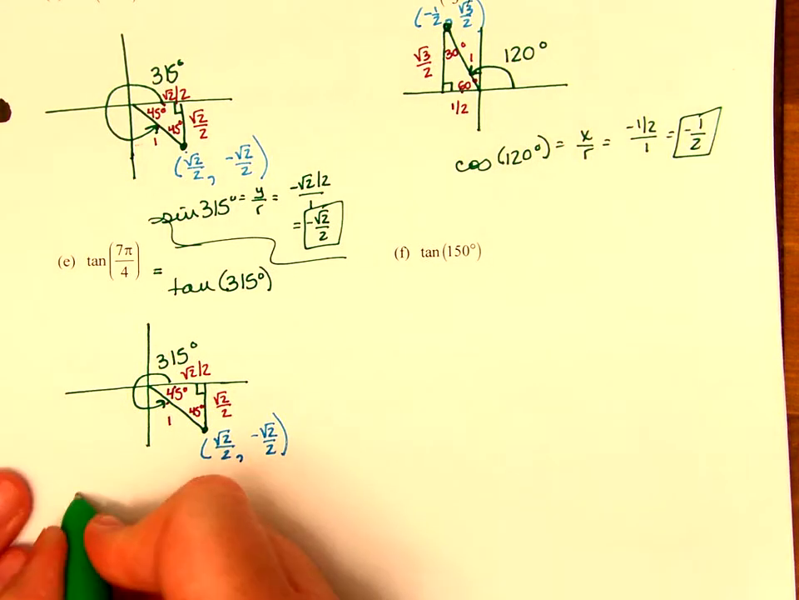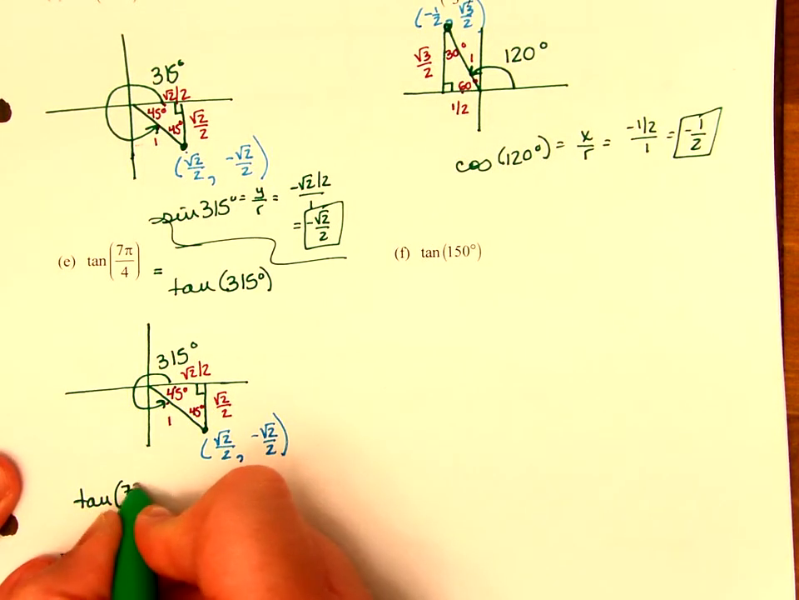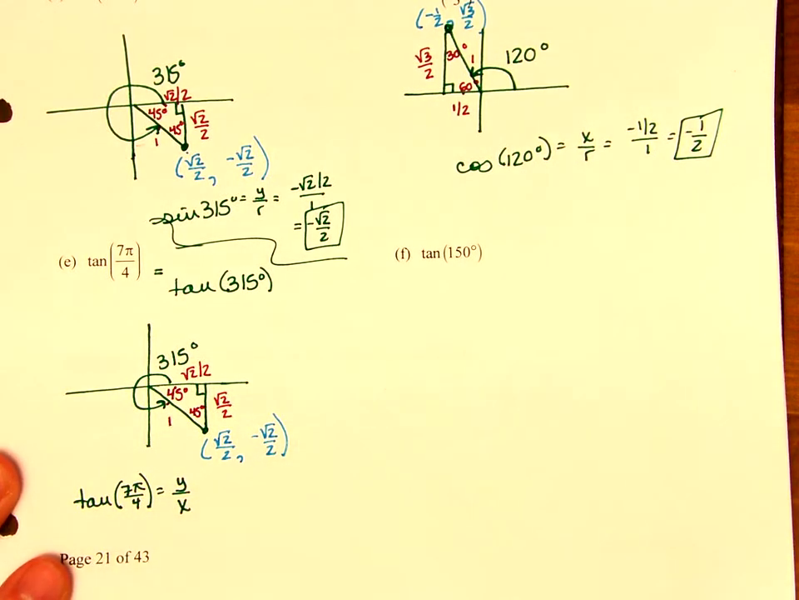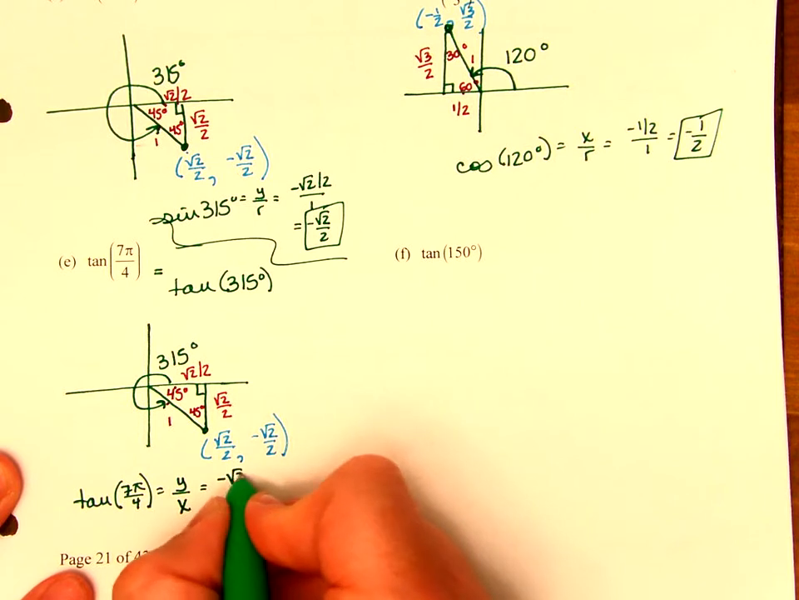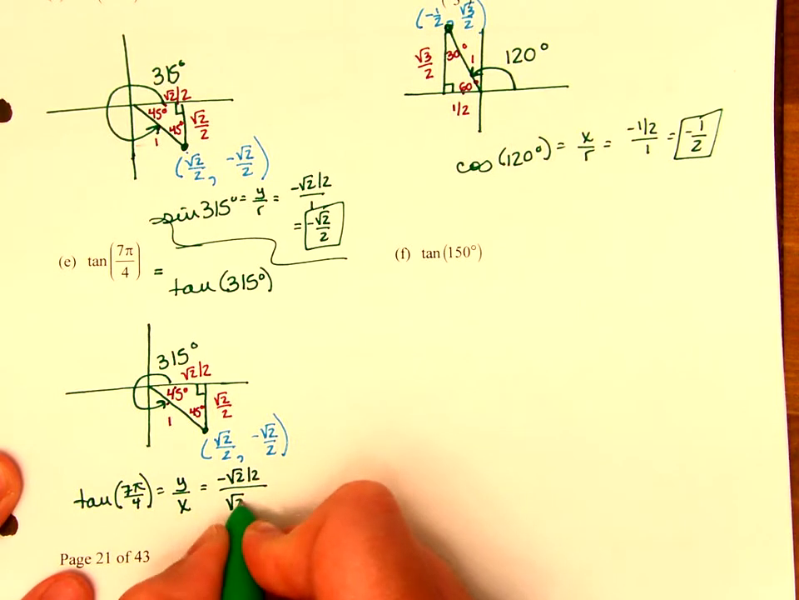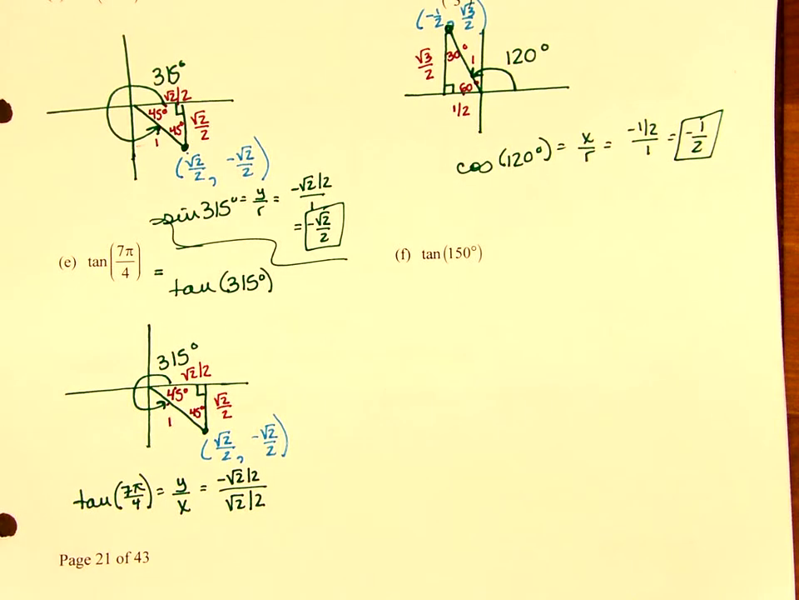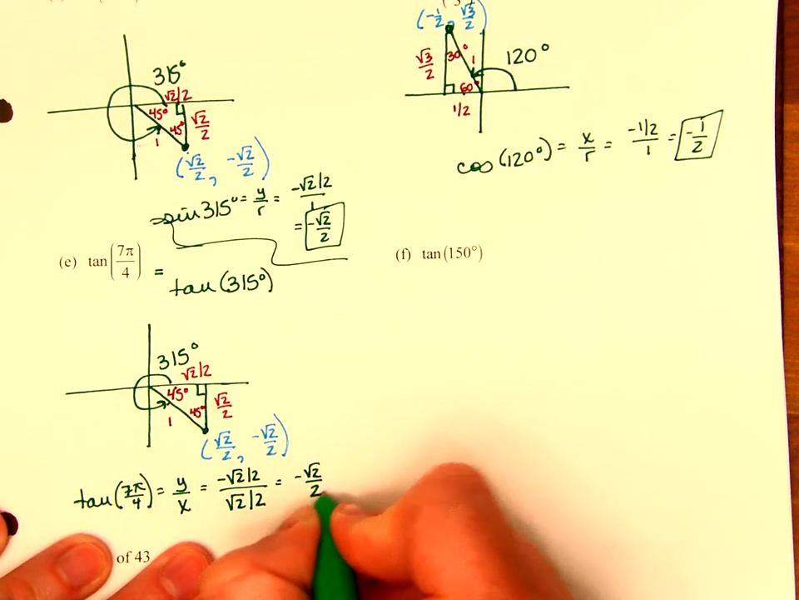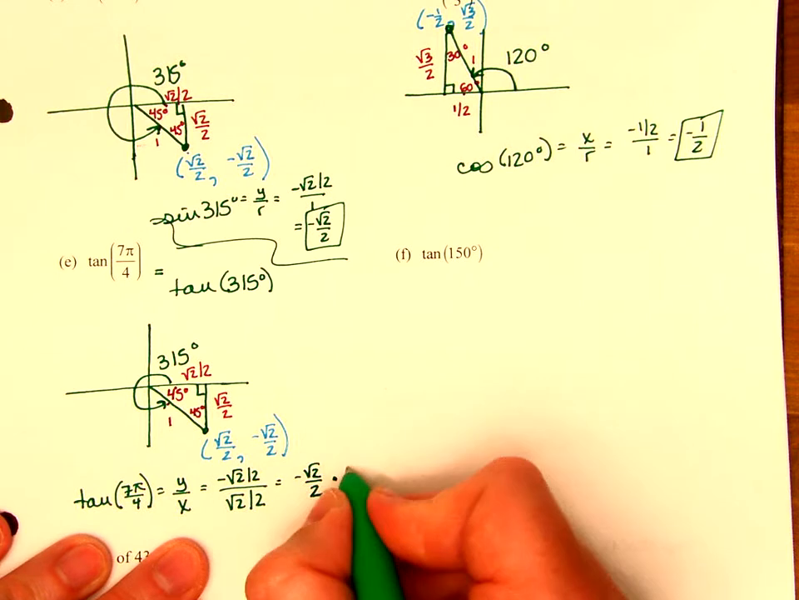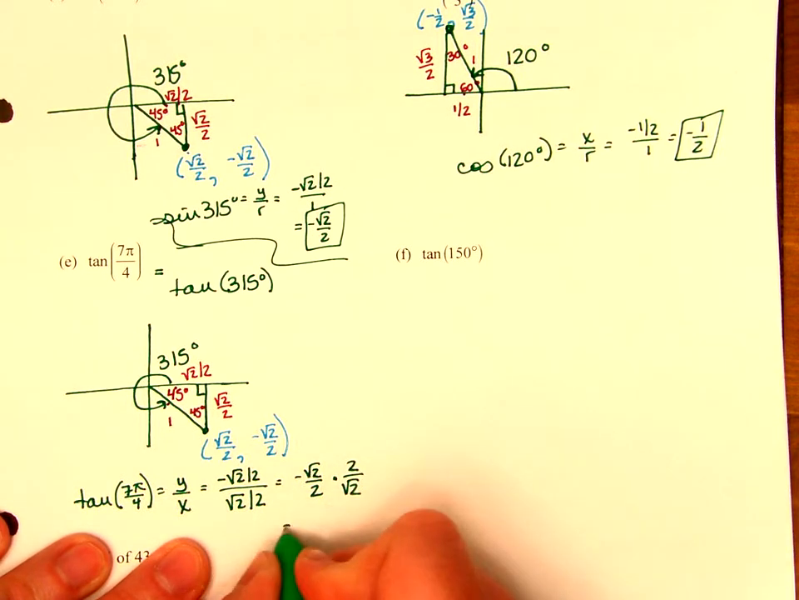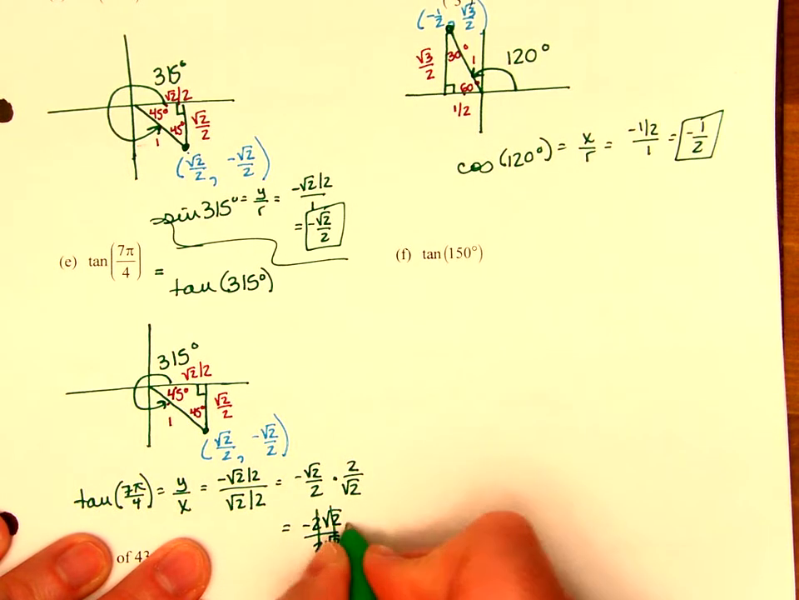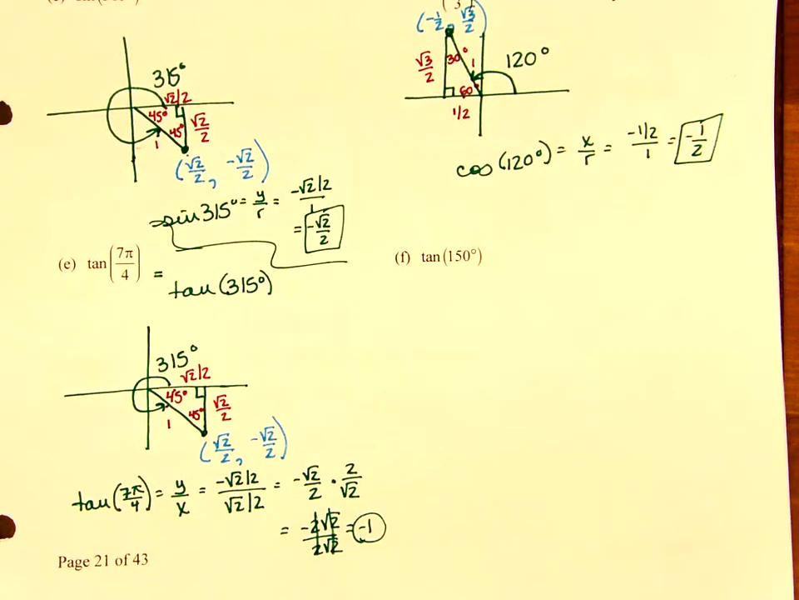I need to figure out the tangent of 7 pi over 4, which means I need to do the y-coordinate over the x-coordinate. Well, my y-coordinate is negative root 2 over 2, and my x-coordinate is root 2 over 2. Hopefully you see what's going on here. Same number on the top and number on the bottom, they're going to cancel. But if you don't, I could say negative root 2 over 2 times, how do you divide? You multiply by the reciprocal, times 2 over root 2. I'm getting negative 2 root 2 over 2 root 2. Everything cancels except the negative. So you're going to get a negative 1 out of that.